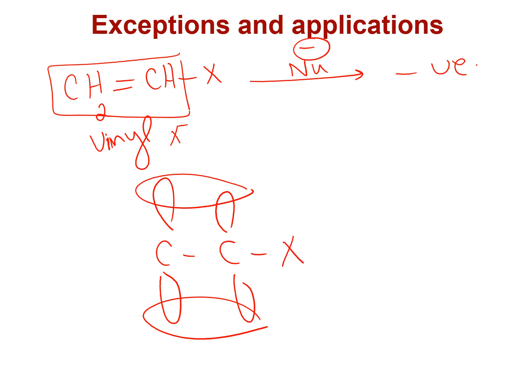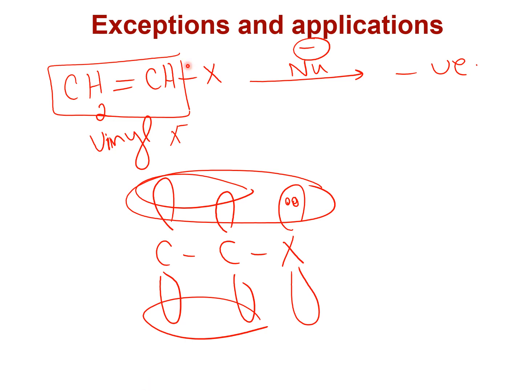Now you have your halogen attached to this double bond. The lone pair of electrons of the halogen are present in an orbital which is parallel to the 2p orbitals. As you can see, this orbital is parallel to these 2p orbitals. So now your overlap will involve the lone pair of electrons of the halogen.